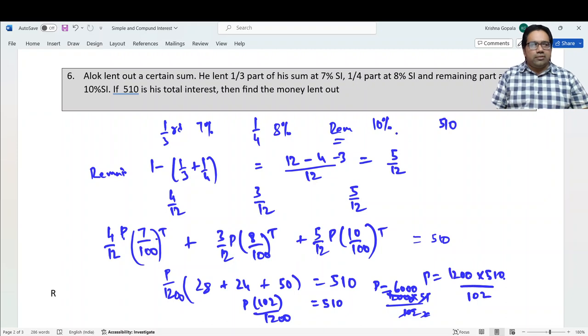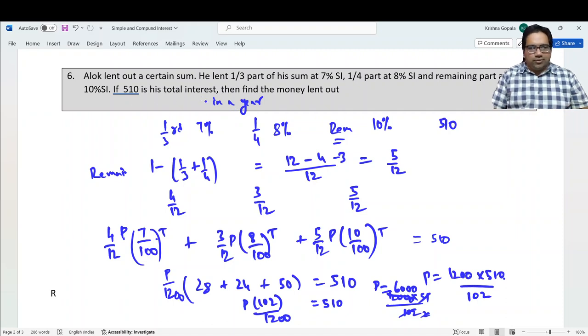So here he didn't mention, find the money lent out. We have to assume this is the total interest in a year. If it is multiple years, he didn't mention it, but we have to assume that it is in a year. He didn't mention it in the question properly. Total interest in a year.